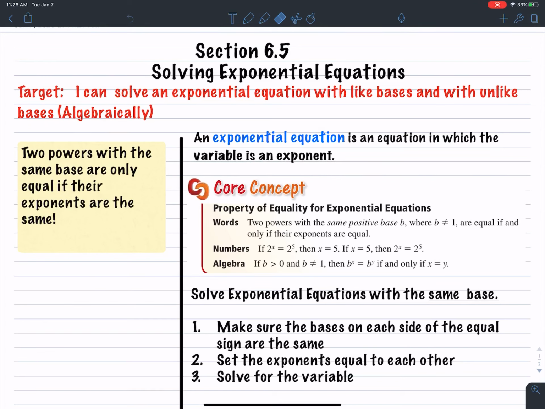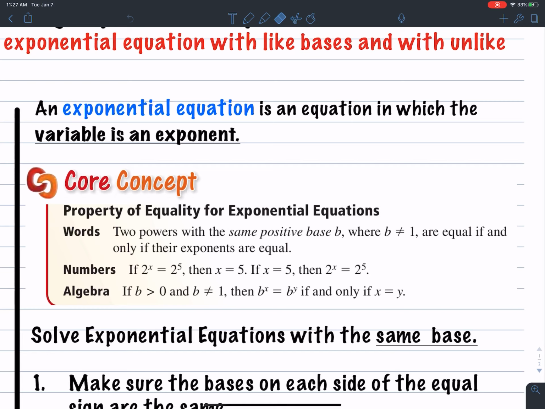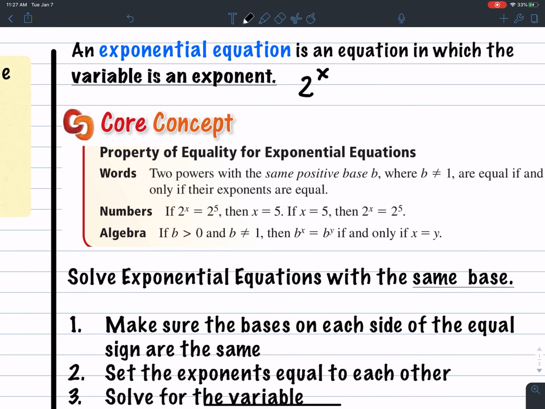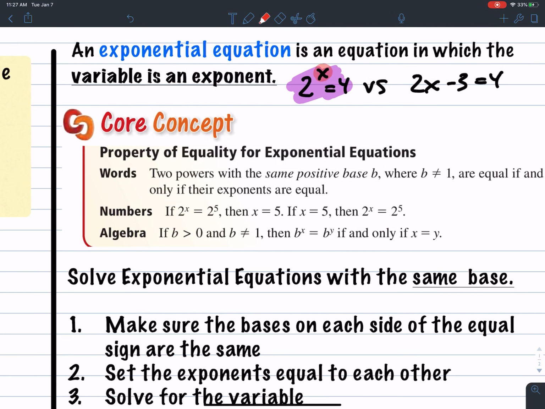All right, so today's notes, we're going to cover section 6.5, which is solving exponential equations. And this is a quick definition. An exponential equation is an equation where the variable is an exponent. So something like where I see an x as a power versus something where x isn't a power. So just kind of showing us the difference. So this would be an exponential equation because the variable right here is an exponent.